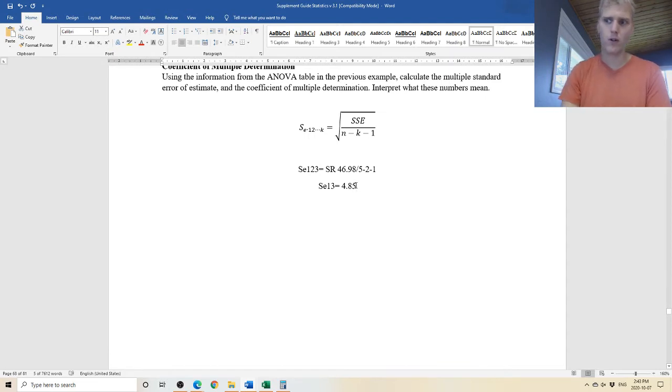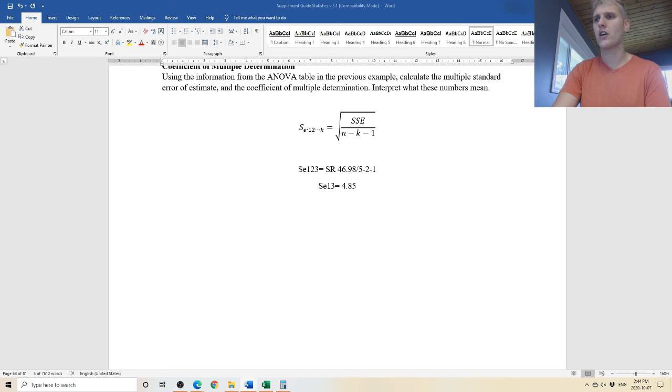So that means it follows the same rules that our standard deviation did, meaning 67 or 68% of observations will fall within plus or minus 1 standard error of estimate, 95% will fall within 2, and 99.7% will fall within 3. So it works in the same way.